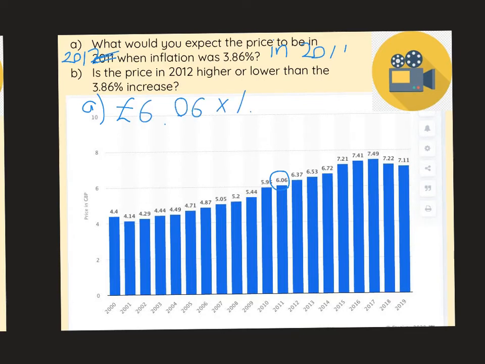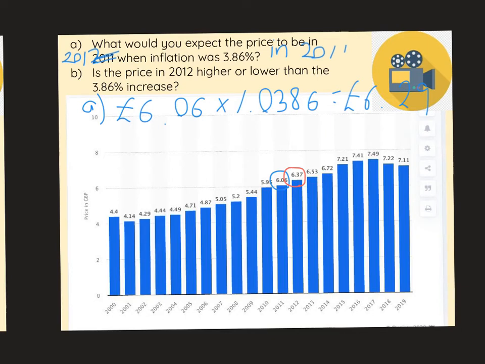So we're not multiplying by 1.02 because that's not what inflation was. We're multiplying by 1.0386. Put that in my calculator. And we get to 2 decimal places, £6.29. So for part B, is the price in 2012 higher or lower than the 3.86% increase? In 2012, it was actually £6.37. So it was higher than the 3.86%. So it's gone up by more than inflation.